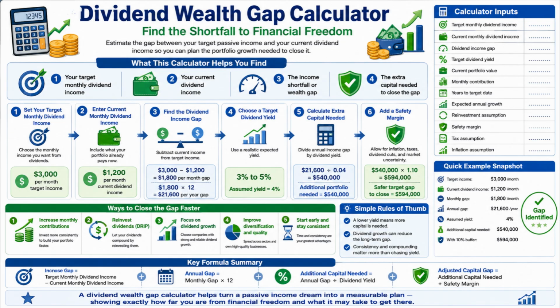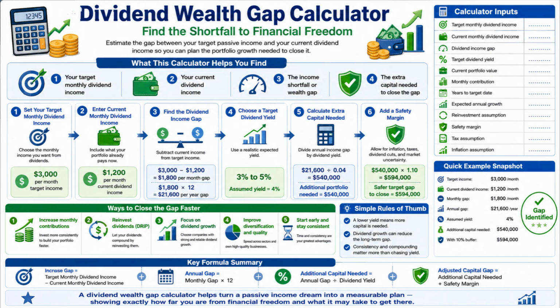Finally, the key formulas are easy to understand. Income gap equals target monthly dividend income minus current monthly dividend income. Annual gap equals monthly gap multiplied by 12. Additional capital needed equals annual gap divided by dividend yield. Then, adjusted capital gap equals additional capital needed plus the safety margin.